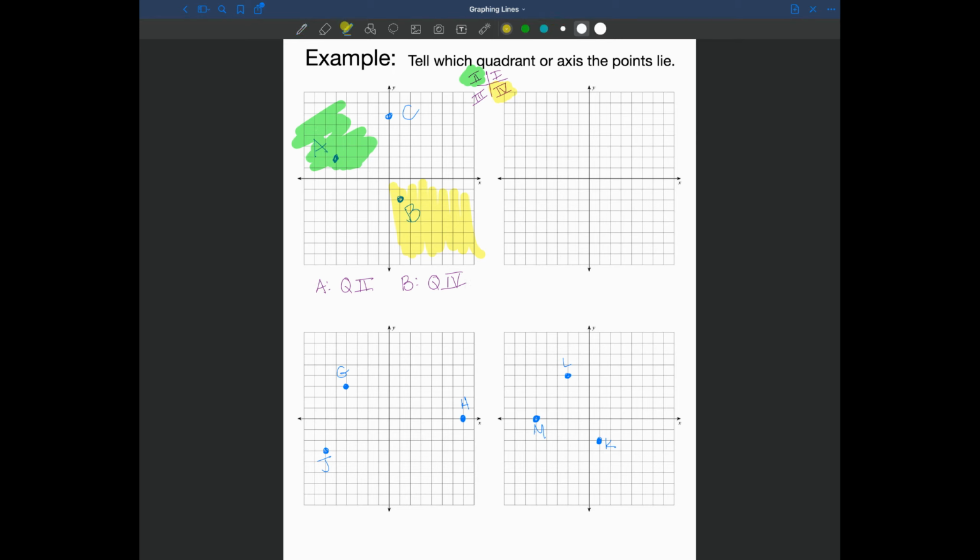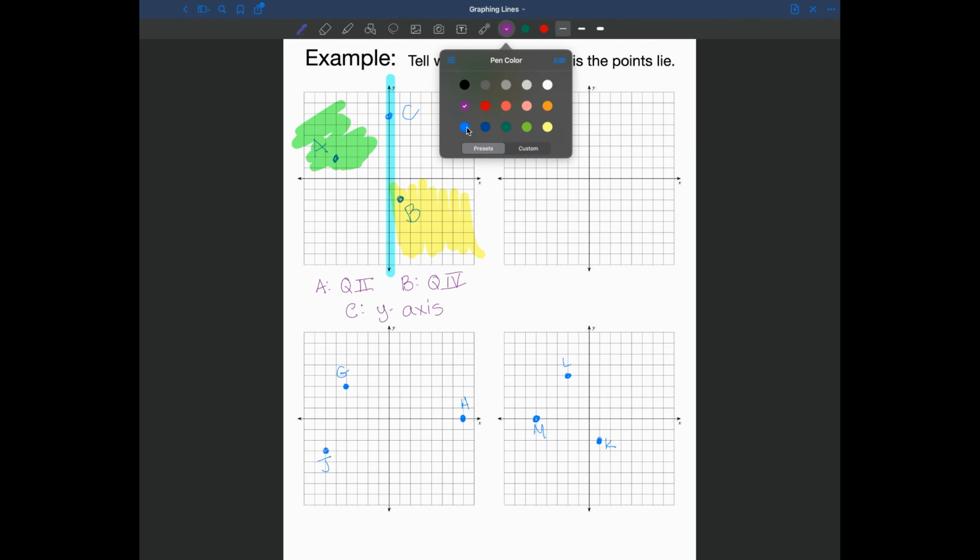And my final point that I have is C. So I want to go ahead and find point C. And point C is right here. It's on this line. It's on my axes line. It's on the vertical axes line. That is the y-axis. So point C is on the y-axis.